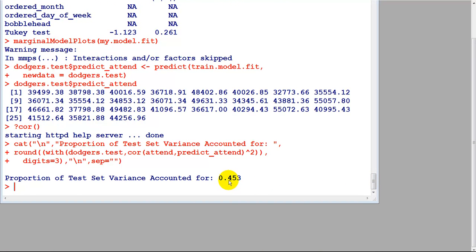So here are the results. Our model is not that great, actually. We would like this to be closer to 1, but this means that 45% of the variation was captured by the model, but 55%, the remaining part, was not captured by the model.